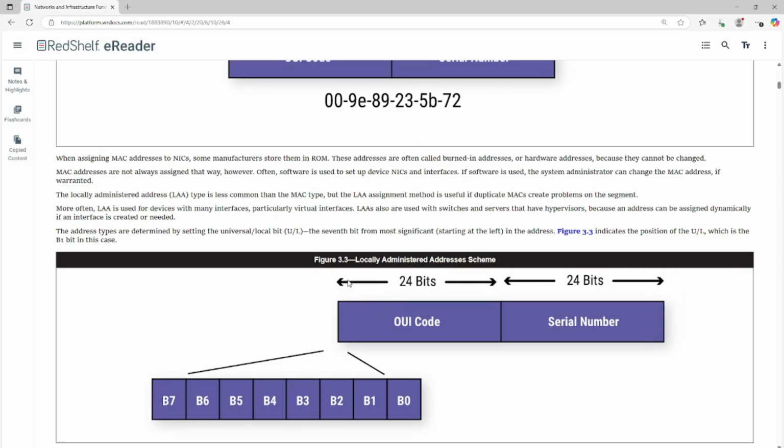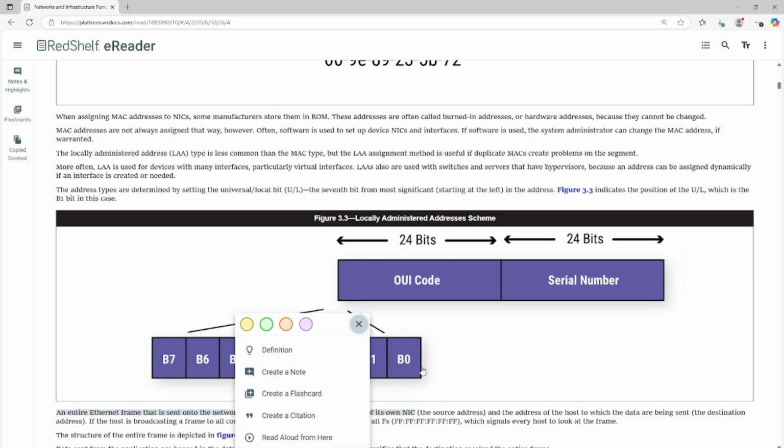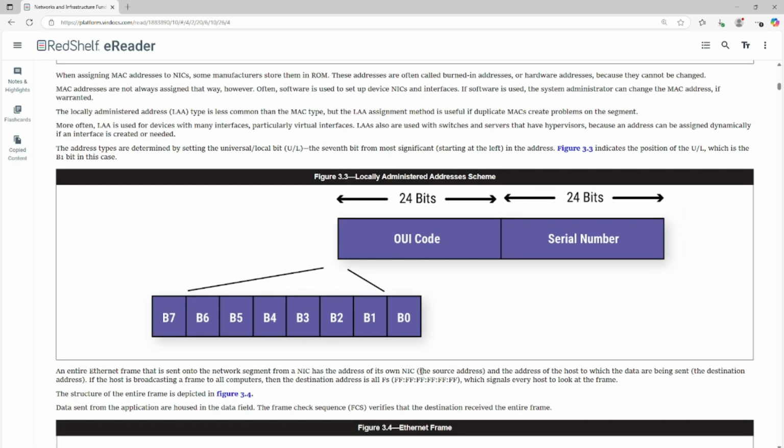The diagram on figure 3.3 just shows us the logically administered addresses scheme. That is a component of the MAC address. It's worth knowing that an entire Ethernet frame that is sent onto the network segment from a network interface card has the address of its own network interface card, also known as the source address, because it's the sender, right?